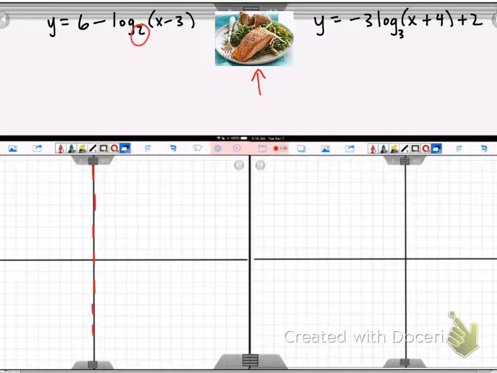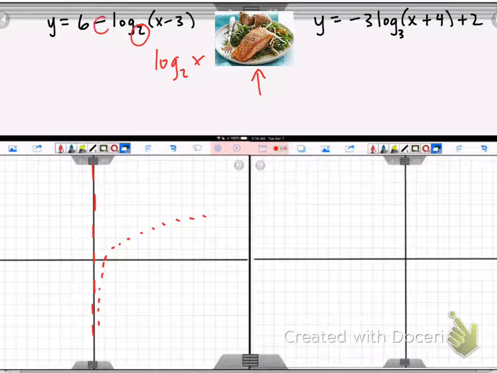On this left side here, we have log base 2 of x minus 3. So the parent function is log base 2 of x. And so we're going to draw the graph of log base 2 of x. So we have that. And then let's look at the transformations.